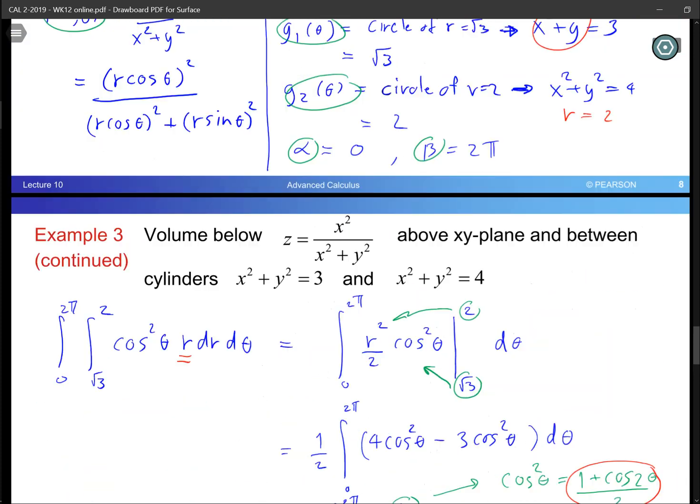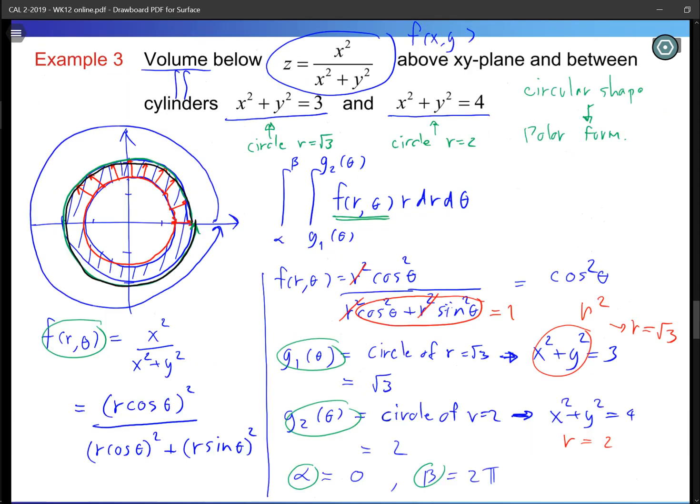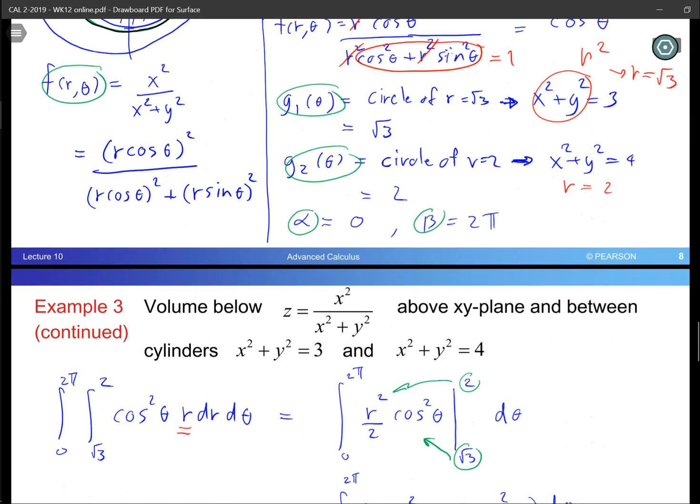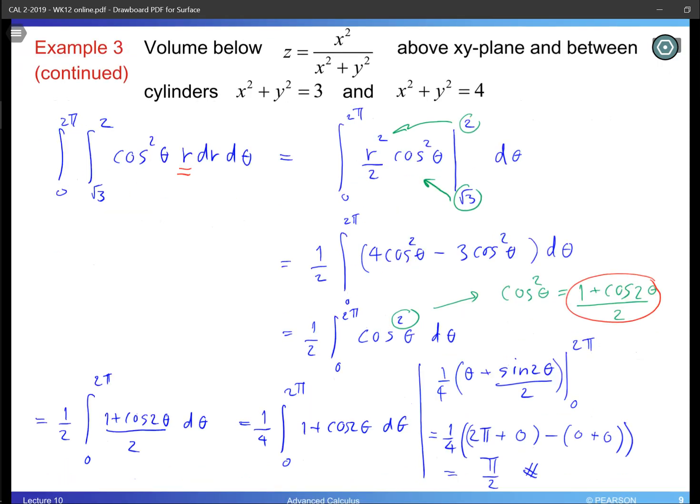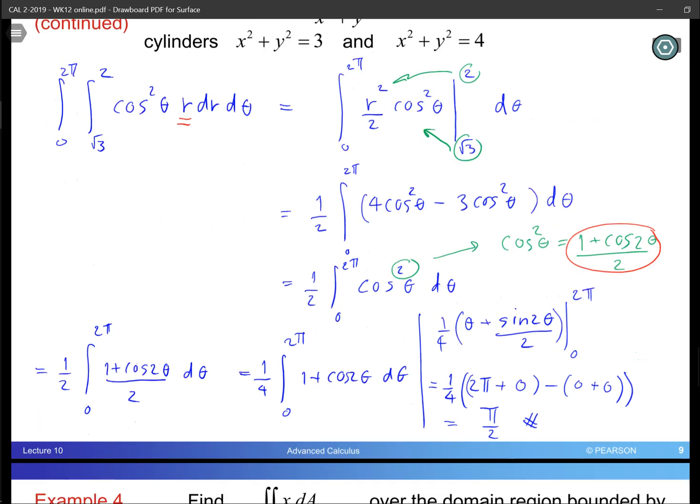So to summarize, it's all about drawing the domain region and finding out about the sweeping of the radius and the sweeping of the angle, as you can see here, the thing that we just did. And then after that, it's just the regular integration. Sometimes you have to apply the trigonometry property, and some techniques that we have learned in Cal 1.